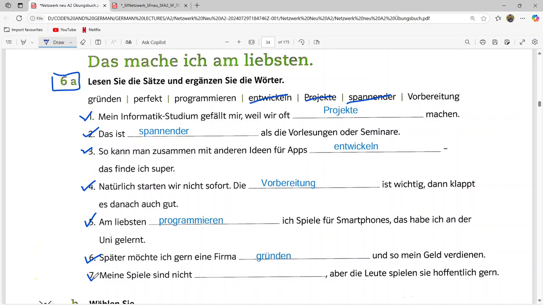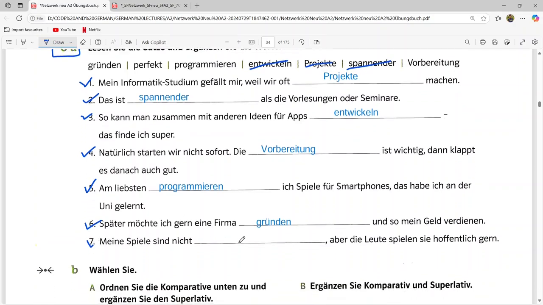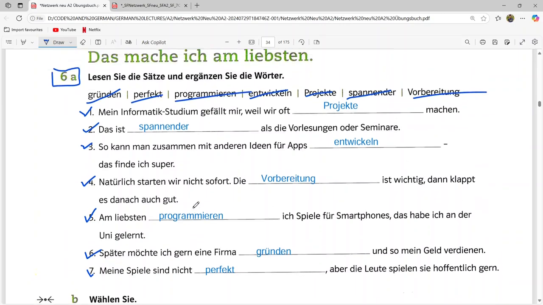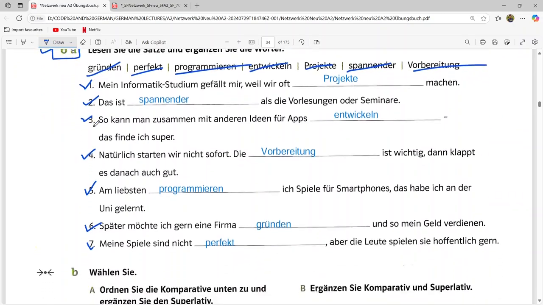Okay. Meine Spiele sind nicht blank. Which option is left? Perfect. So my games are not perfect, aber die Leute spielen sie hoffentlich gern. But the people hopefully like to play them. Okay, this one is done, so this task is done. Let's go down.